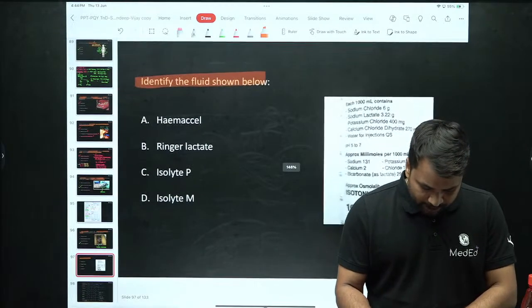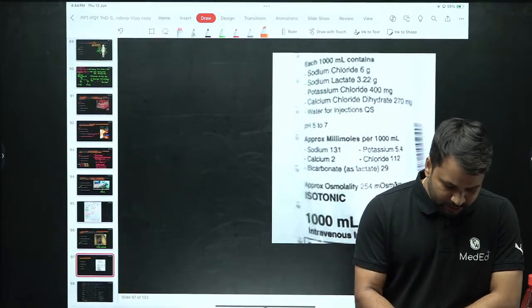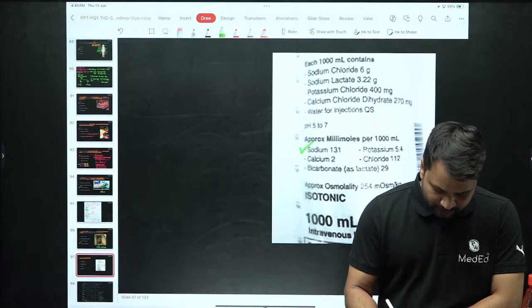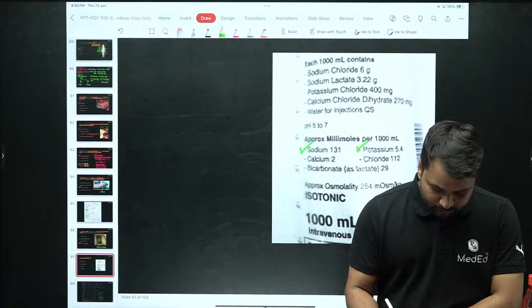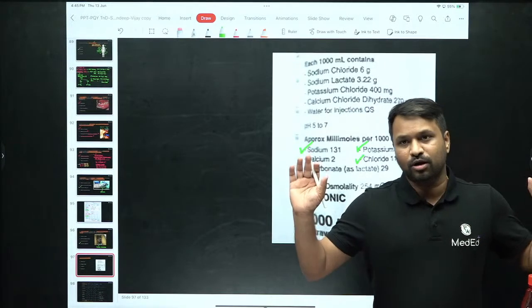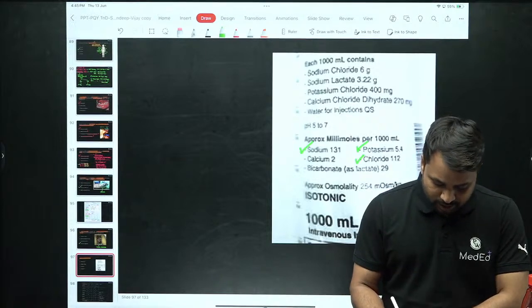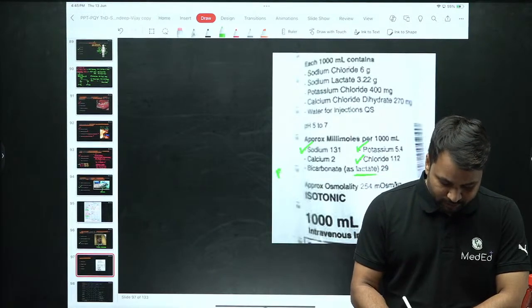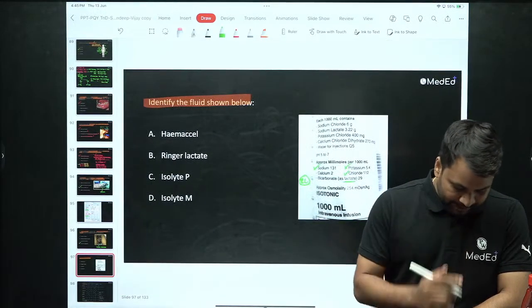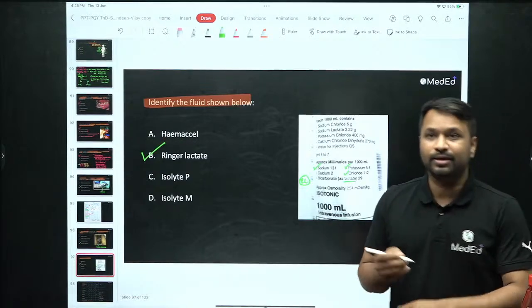Let's go. Identify the fluid that is shown in the image below. So what are you seeing here? What I have given you is the composition. I have sodium, I have potassium. The minute you see chloride and potassium, I know we are talking about Ringer lactate, but it also has lactate here. Now it confirms that I am looking at Ringer lactate. So it is your Ringer lactate.